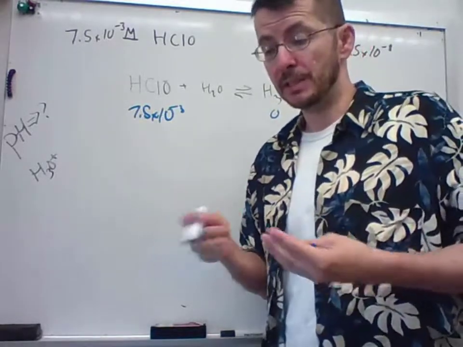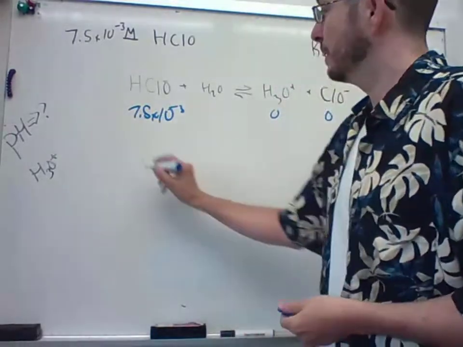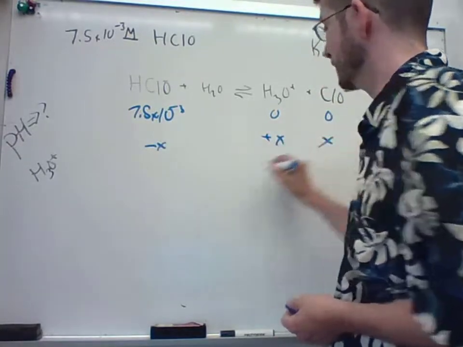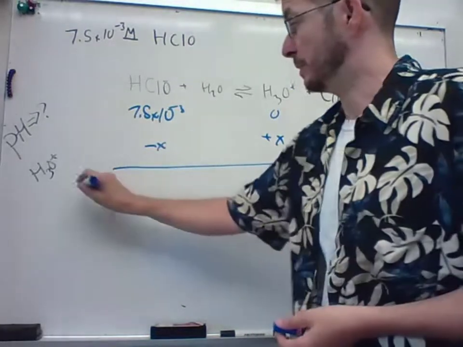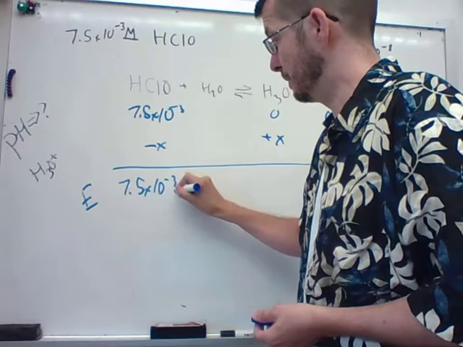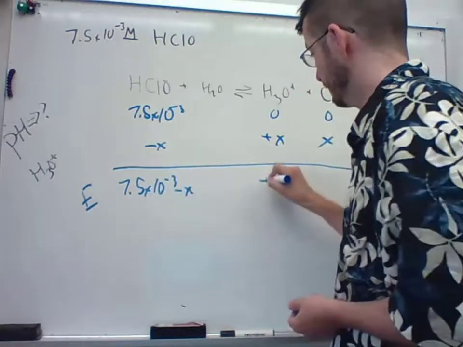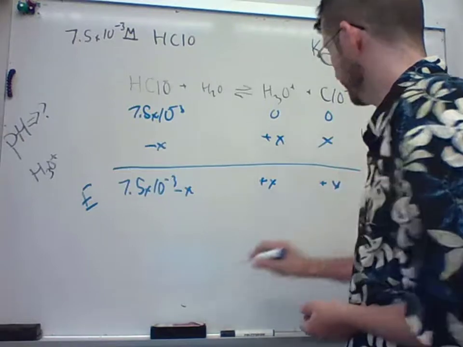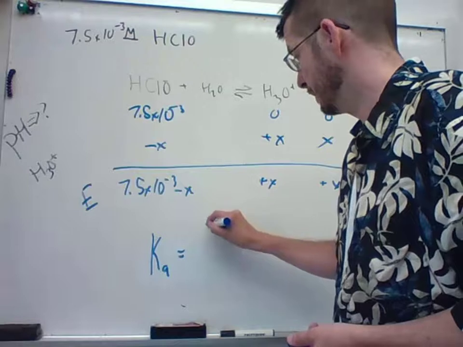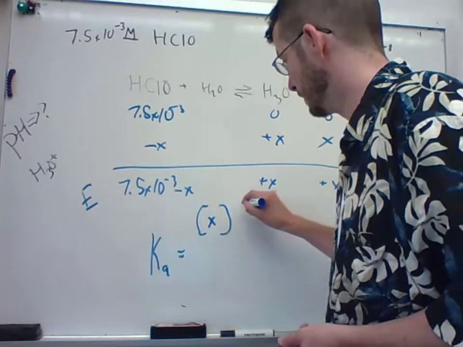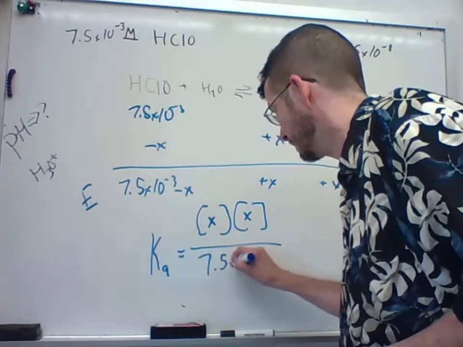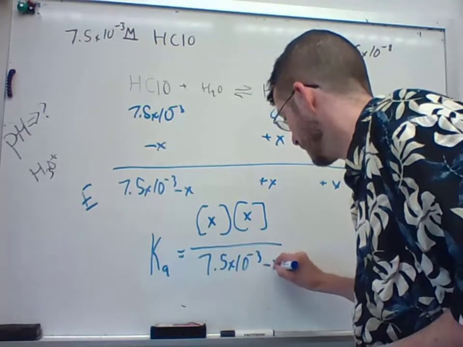We start with the nominal concentration, assume that it doesn't dissociate. And then the change is minus x, x and x, and then the actual equilibrium values themselves, 7.5 times 10 to the minus third minus x, plus x, and plus x. And so we can plug those into our equilibrium statement. Ka is equal to x times x over 7.5 times 10 to the minus third minus x.